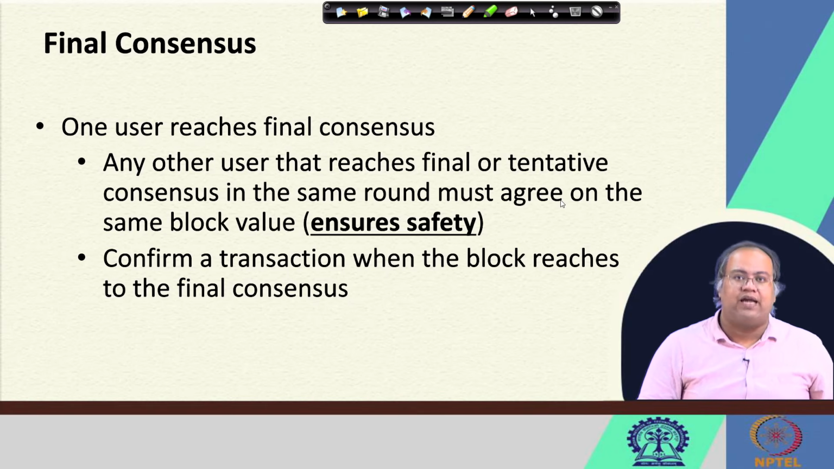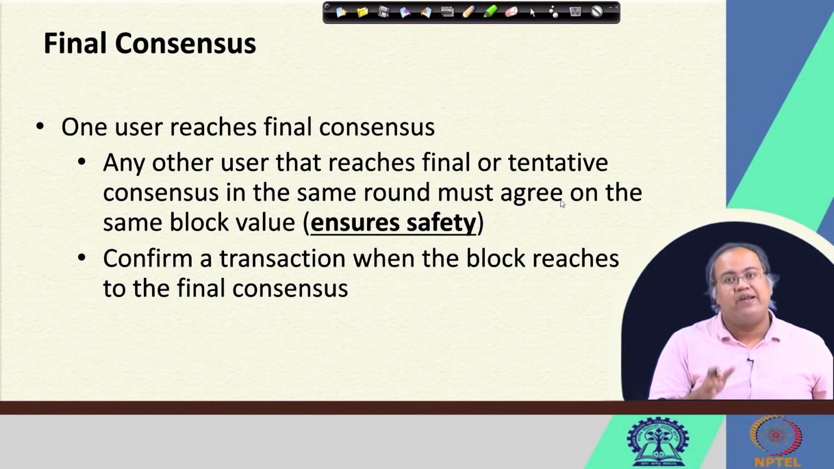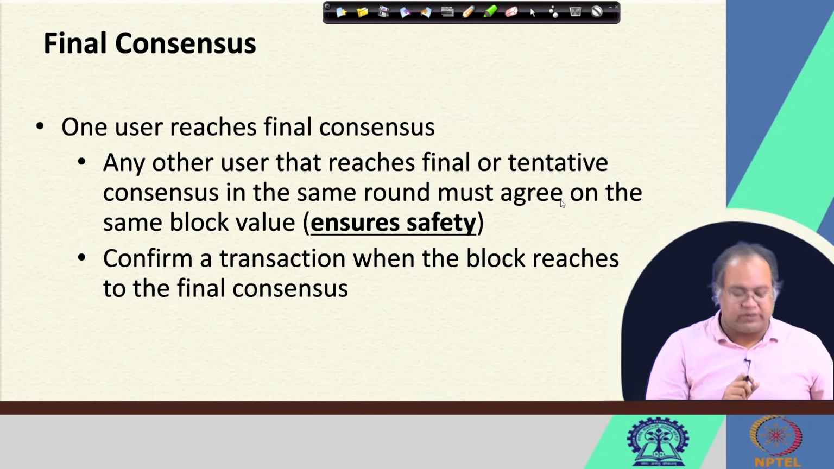That basically says that if one user has reached the final consensus, then all the correct participants in the network will agree on the same value. So, everyone is on the same page. Whenever you have reached the final consensus, you can confirm a transaction or a block. This is the final consensus for this block, so you can commit this block to the blockchain.